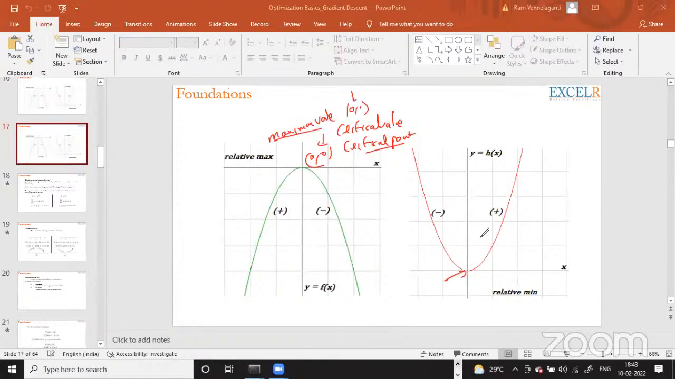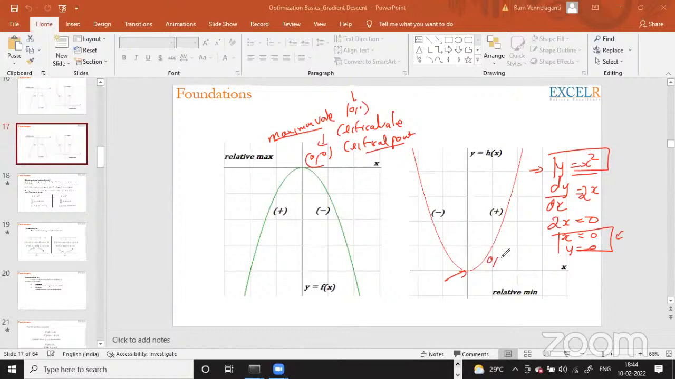What about the minimum value for this curve? The same concept. Y is equal to x square. This is the equation of your curve. Take the differential. Dy by dx is equal to 2x. Then equate this to 0. X is 0, y is 0. So what can you understand? (0, 0) is the minimum value for this curve.